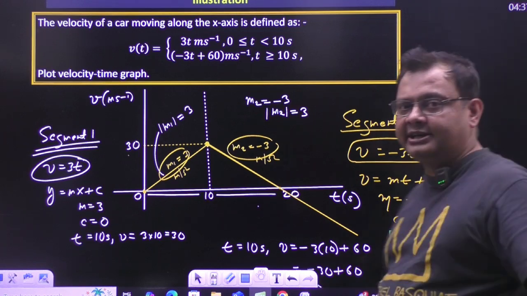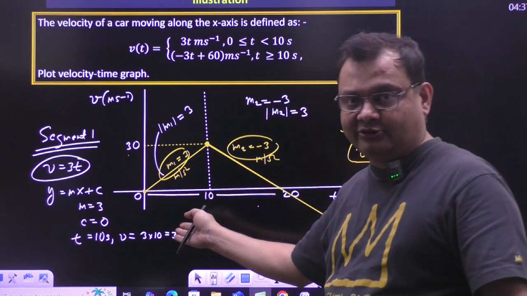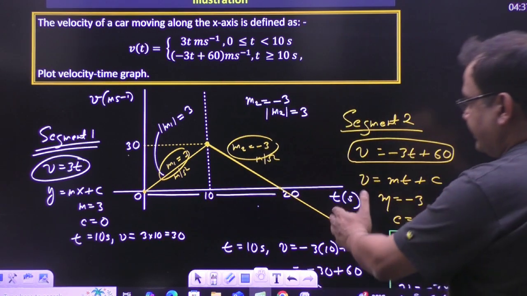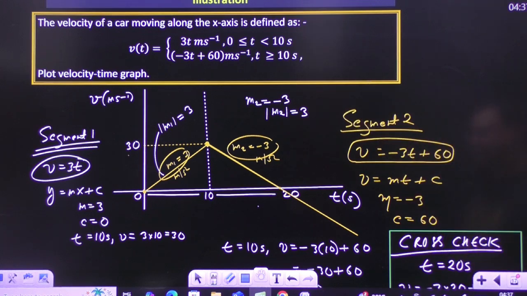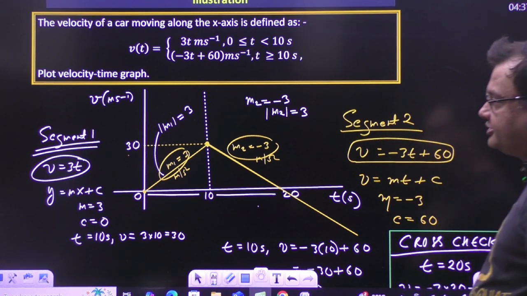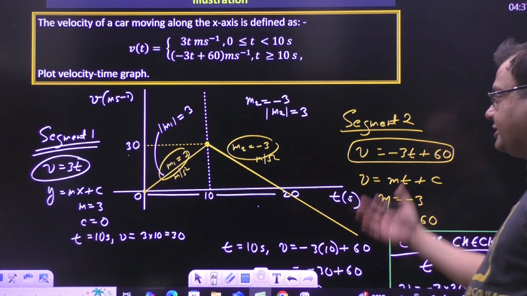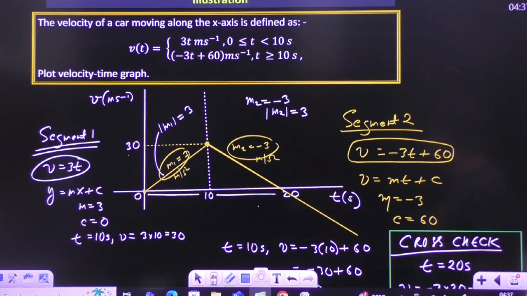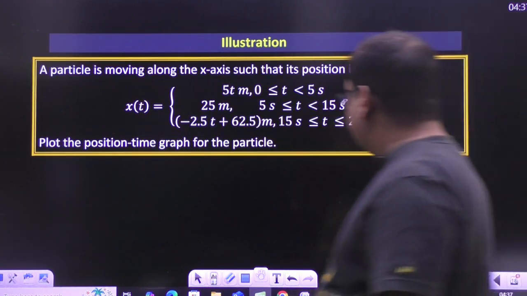Till 10 seconds the velocity is linearly increasing. Can you see from the graph? After 10 seconds the velocity is linearly decreasing. Before 10 seconds the slope is 3 meter per second square. After 10 seconds the slope is minus 3 meter per second square. So much information you can judge from the graph, correct? Now see the second problem.